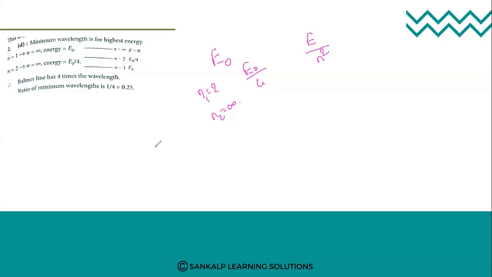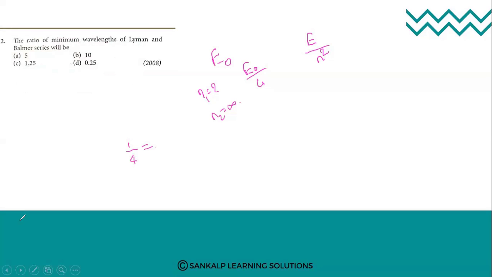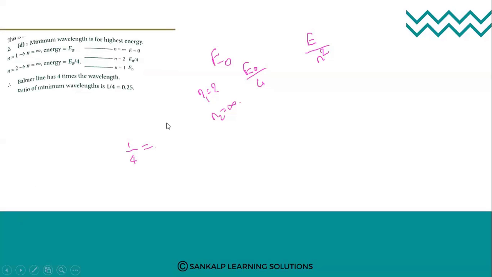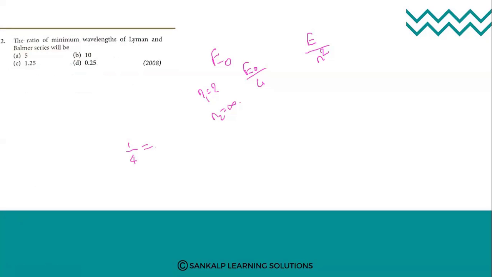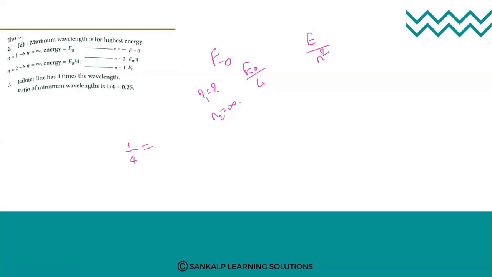Therefore, if you take the ratio of these energies, it will be 1 divided by 4. So here options are given like 5, 10, 1.25, 0.25, like that. So 1 by 4, when you simplify, it will be 0.25. If any doubt is there in this question, you can ask. Here they are asking the ratio of the minimum wavelength. So when they say minimum wavelength, it will be n2 is equal to infinity.